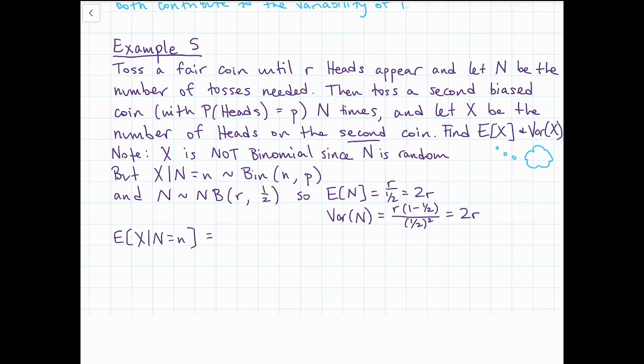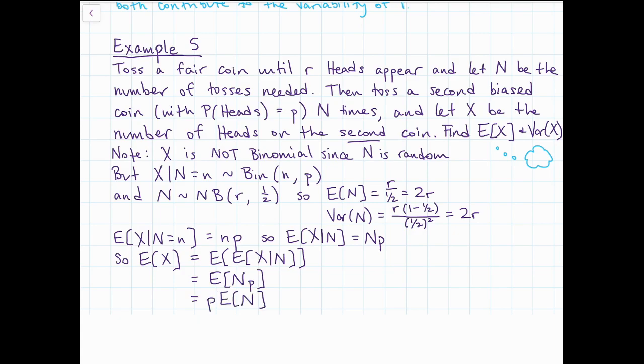So now, if we want to find the expected value of X given N equals little n, it's the expected value of a binomial, so it's the product of the parameters, just n times p, which tells us that the random variable E of X given N is capital N times p. Same idea as before. We're taking our function np and replacing the little n with a big N because now this is the random variable. So that lets us, using double averaging, get the unconditional expectation of X as E of X given N. Well, that's just E of Np, which we can pull the p outside. That's p times E of N, which is 2pr. Okay, that's for the mean.